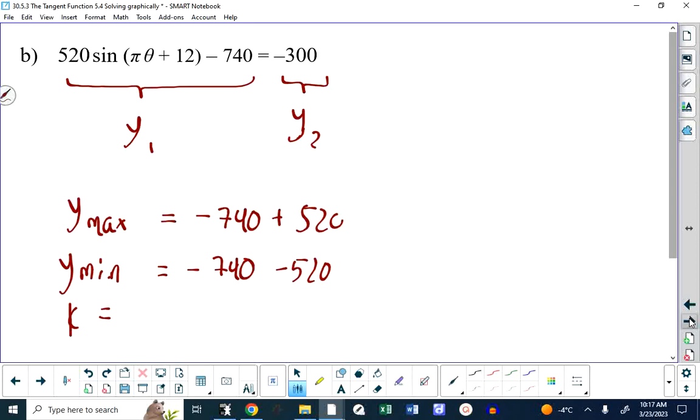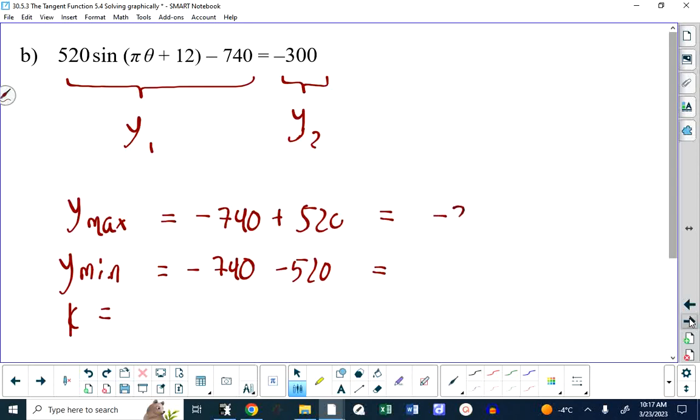I hope that makes sense. D is a whopping negative 740, which means the middle of this graph, which happens to be a sine graph, is down at y equals negative 740. The amplitude is 520, so the maximum will be 520 above that, and the minimum will be 520 below that. These are going to be what I use to determine my window settings vertically.